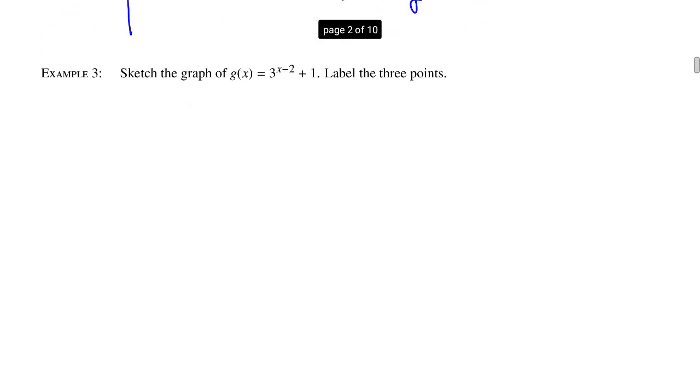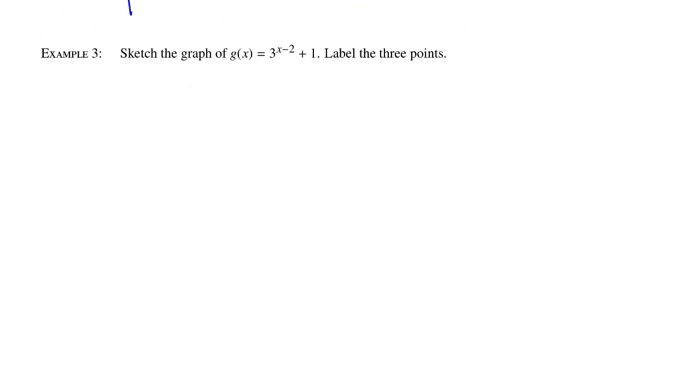Example 3, sketch the graph of g of x is equal to 3 to the x minus 2, plus 1. Label the 3 points, and of course we'll do domain, range, and horizontal asymptote. Well, this time we have some transformations. So recall transformations from college algebra. And what we need to do is identify what the parent function is, or the base function. In this case, it's y equals 3 to the x. And then identify the transformations.